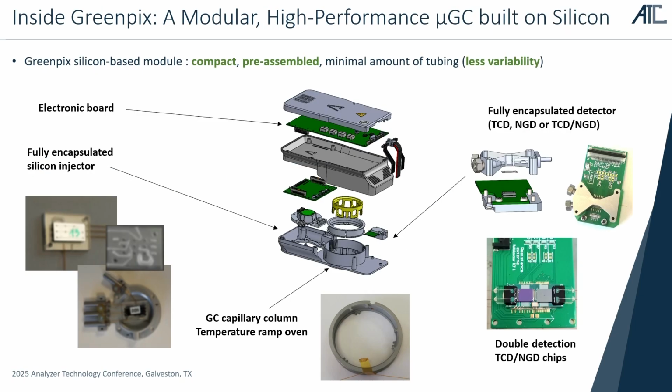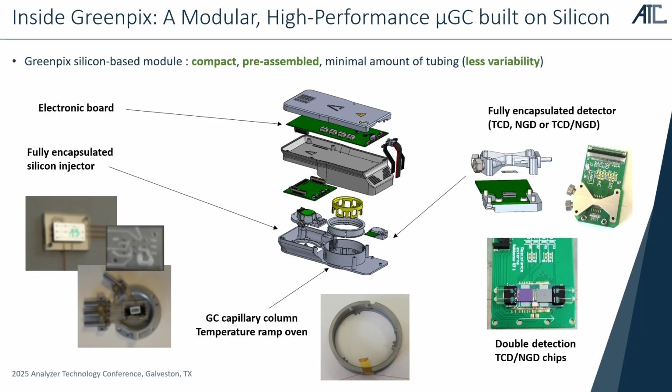So, once you take all of that together, it comes to life as GreenPix. This is the name of the product. GreenPix is a modular GC architecture, and each module is a self-contained GC with its own electronics, its silicon injector on the left here, its silicon detectors on the right, either TCD or NGD. And this is not a silicon column. We will see what a silicon column is, but here it's still a capillary column. So all of those elements come together as the module that you see here.